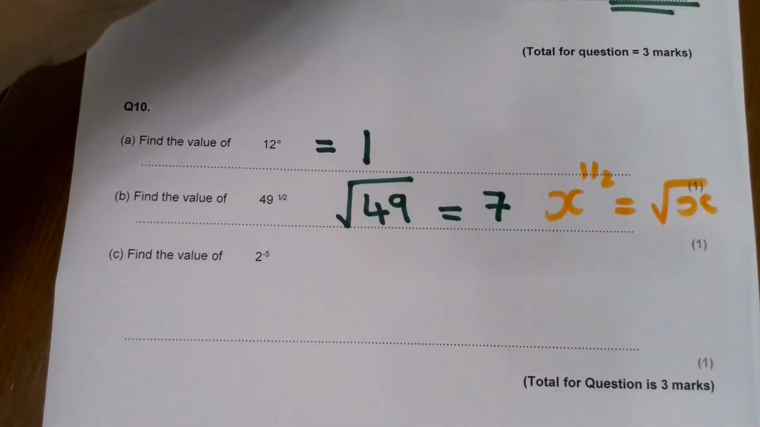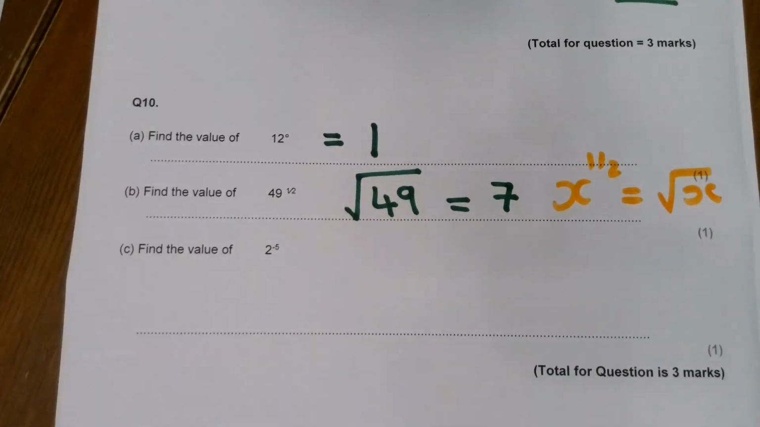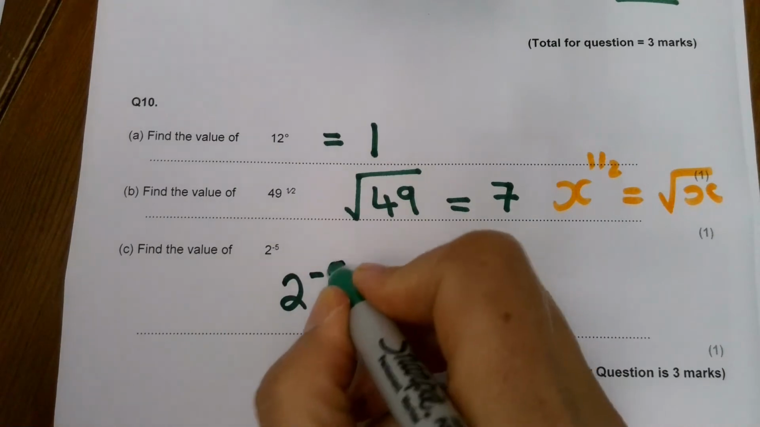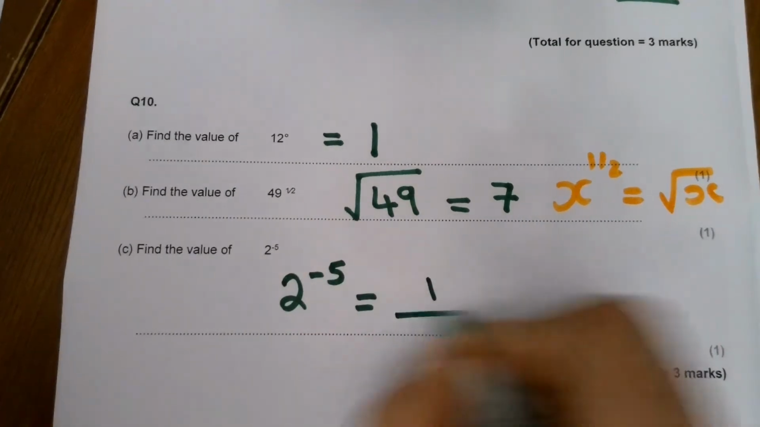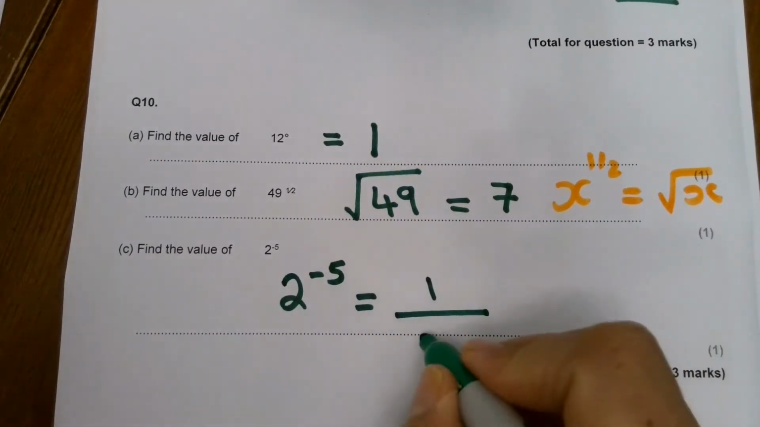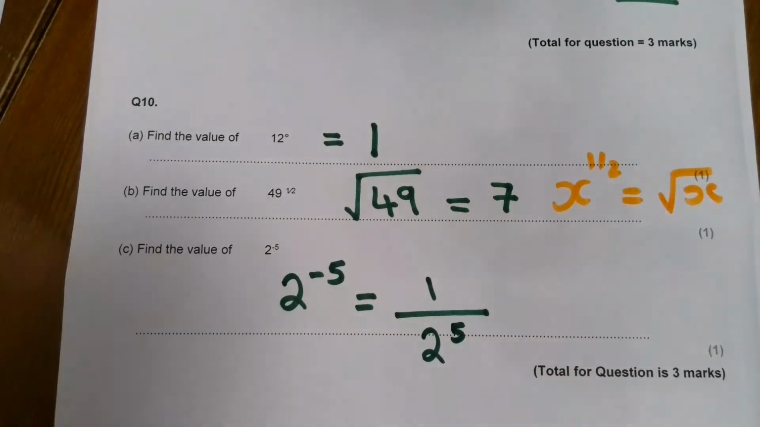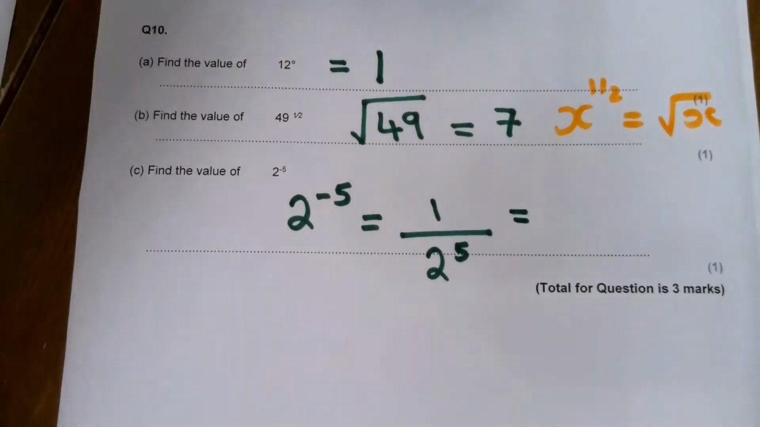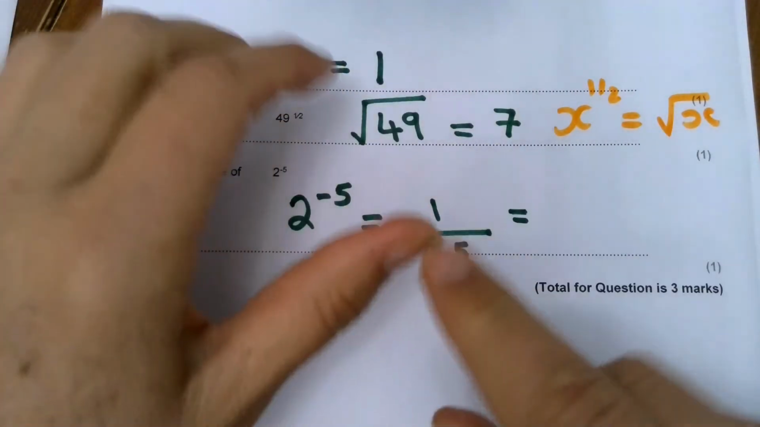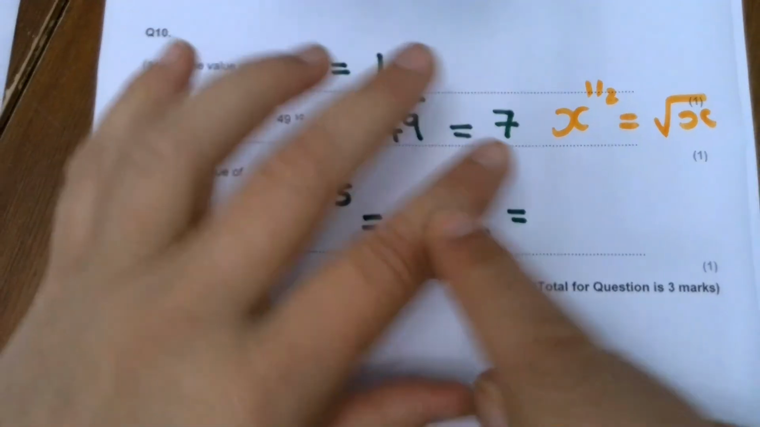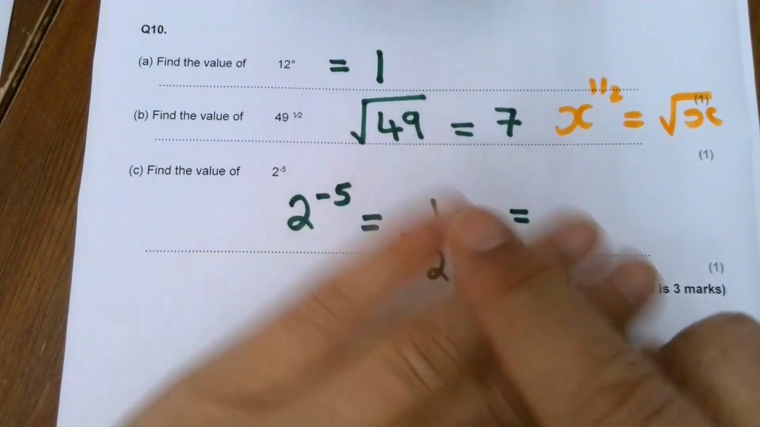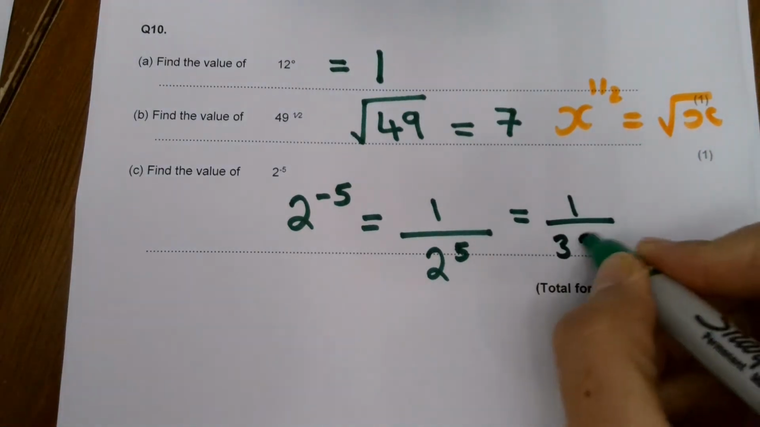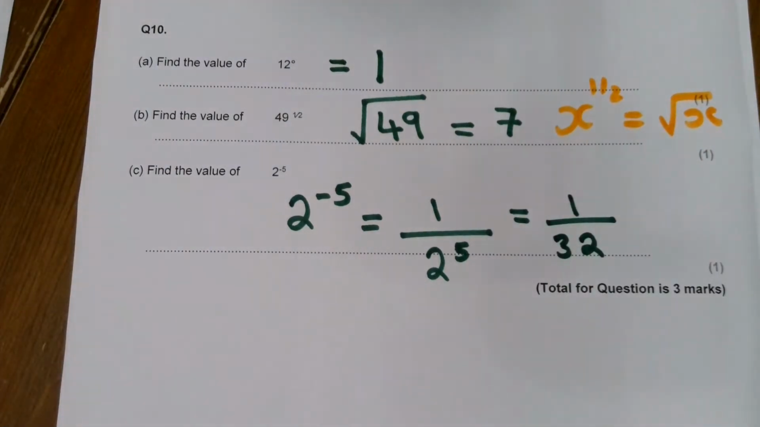Okay, now we have a negative power, 2 to the power of negative 5. When we have a negative power, we think of the reciprocal and we do 1 over the positive power. Now, 2 to the power of 5, well, I double: 2, 4, 8, 16, 32. So 2 times 2 times 2, 5 times is 1 over 32, and that's my answer.